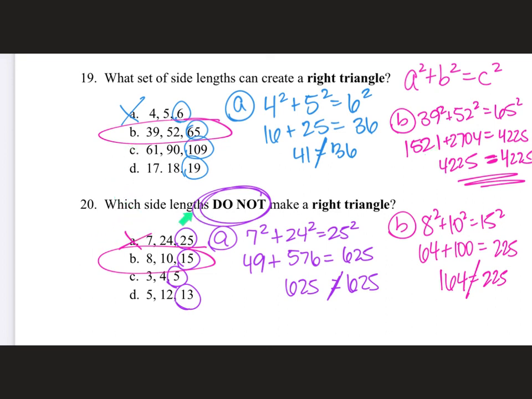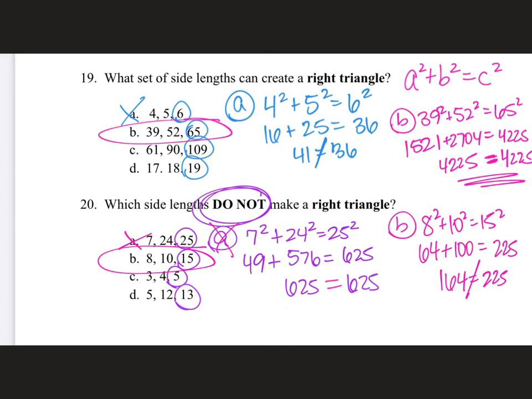All right, number 20 is asking us which ones do not make a right triangle. So we're going to do the same process as we did before, but we're looking for one that does not work, does not make a right triangle. So on this one, when we added it together, it actually did equal 625 on both sides. So that's why I marked X. It should really be here, saying that that's not one of your choices. It is equal to each other, but remember, we're looking for one that does not make a right triangle.